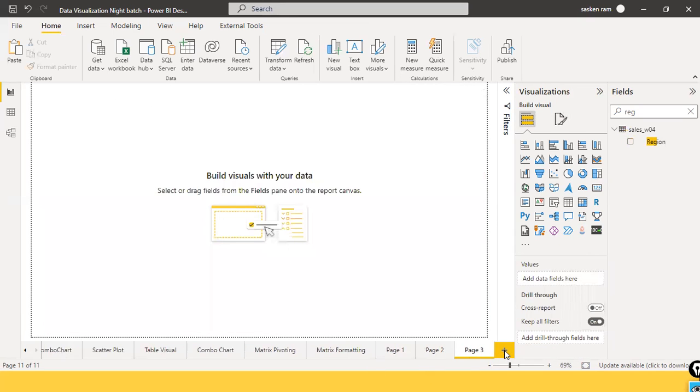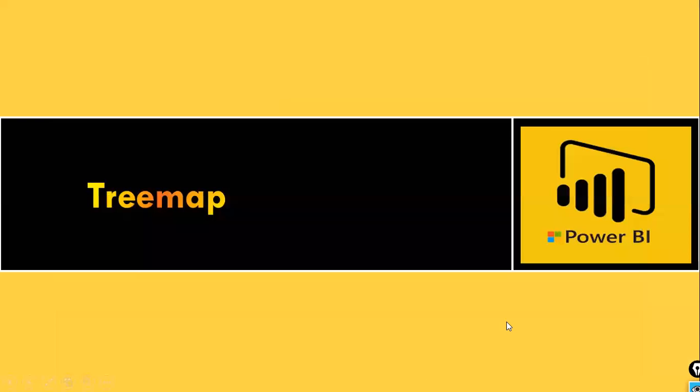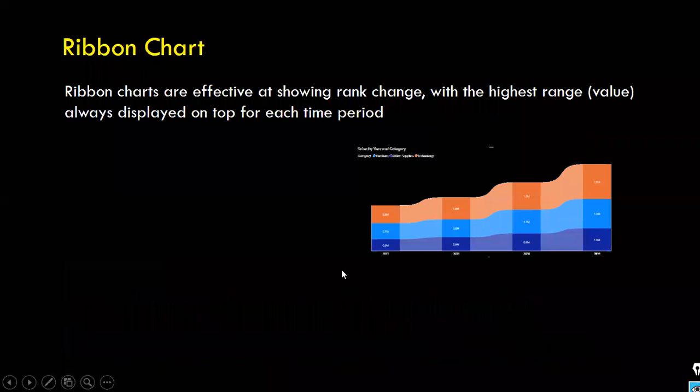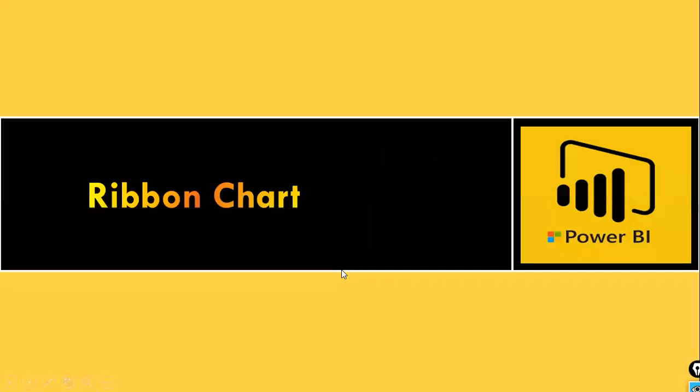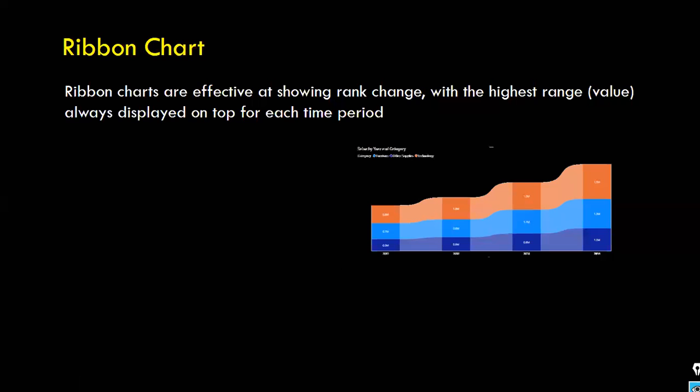Next one is ribbon chart. Okay, now let's take a look at how we can create a ribbon chart in Power BI. The ribbon chart shows us the change in the rank with the highest range. Okay, with the highest range, and also it shows the change in rank as well as the change in sales, and it gives us the rank also, based on the time period.